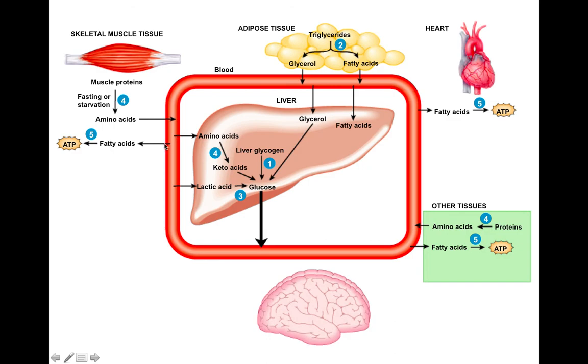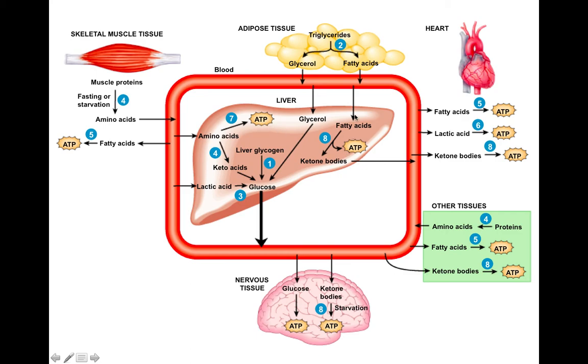Fatty acids can be taken from the blood to produce ATP. So you see that over here. The heart can use fatty acids for energy to create ATP. And then in any other tissues, you can break down proteins into amino acids if you need to. Fatty acids can be used to produce ATP as well. Lactic acid can be used to produce ATP. Amino acids can be used to produce ATP. Fatty acids can be converted to ketone bodies, and you produce ATP from those as well.